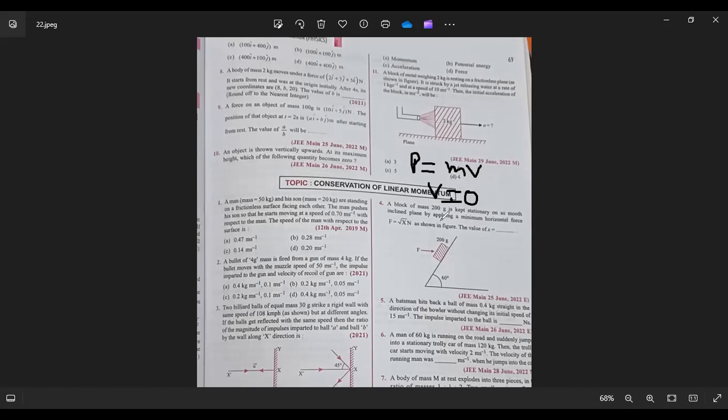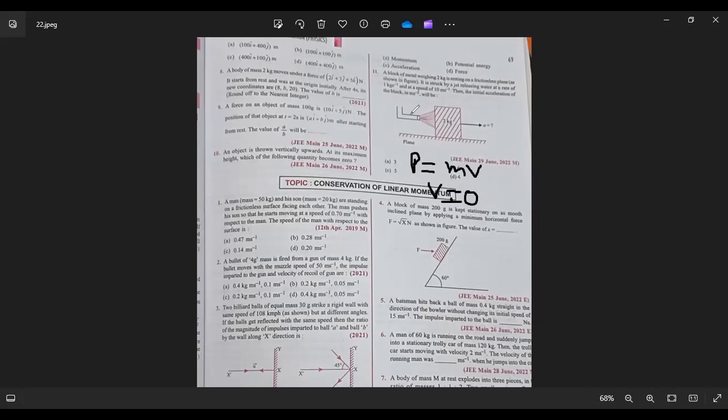Here it is written, an object is thrown vertically upward; at the maximum height, which of the following quantities becomes 0? Here mass is not given. Mass is a constant quantity. So momentum becomes 0. So you can say option A.